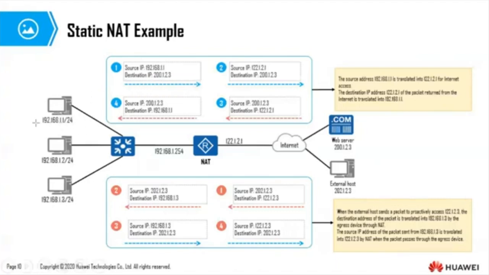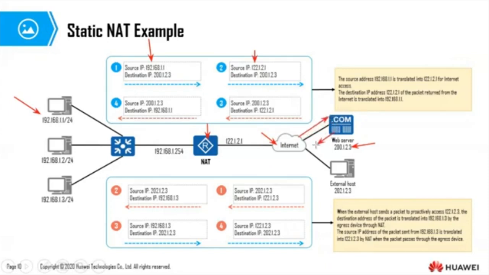But let's just look at the entire procedure, for example, for just this machine. So step number one, it creates a packet. The source address of the packet is its own IP address. It wants to access this server, the web server. So destination IP is the IP address of the server. Now, when this packet gets to the egress device, the egress device is going to convert the source IP address to a public IP address before sending it out to the internet. And finally, it's going to get to this guy.